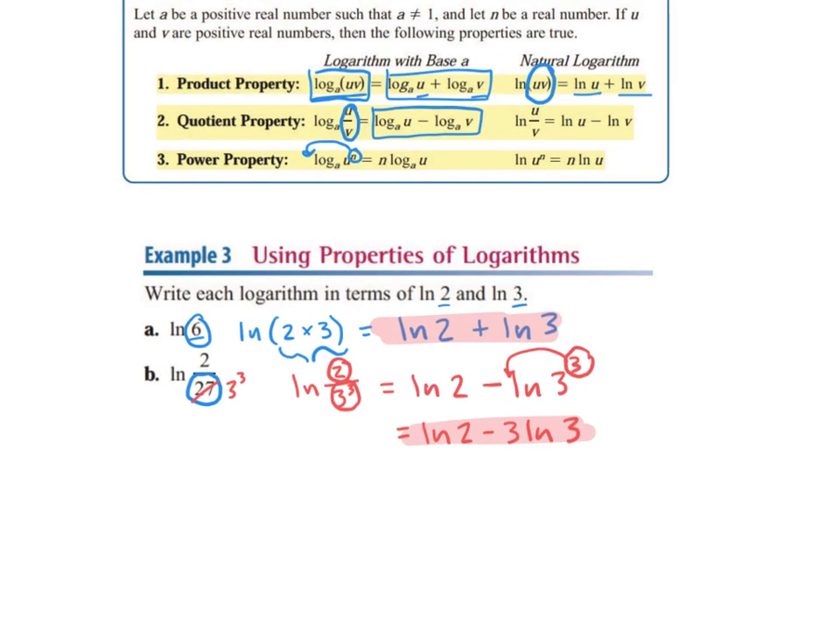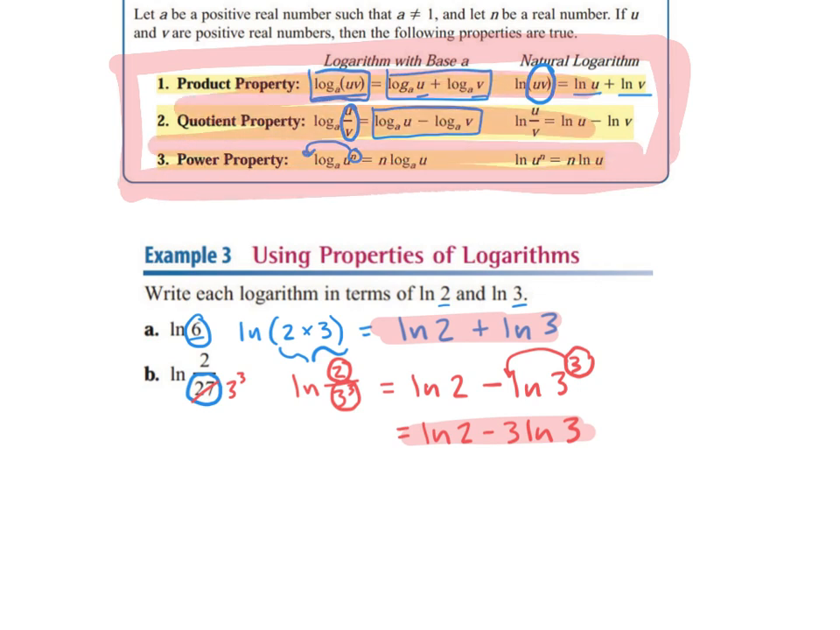So these rules here are super important, this whole box, because this is pretty much what the whole section is about, just using these properties.